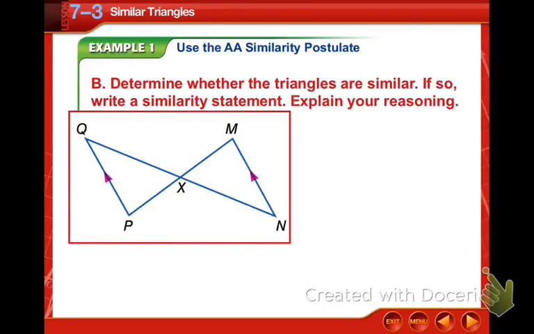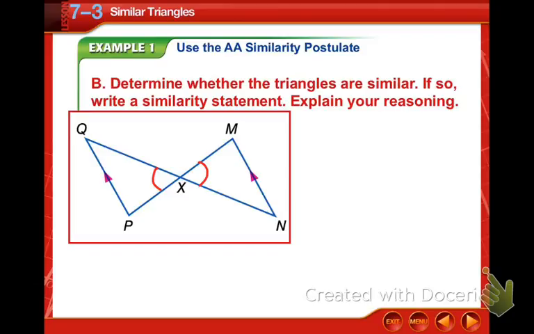Our next one here, we are not given any angles, but we don't need to know the actual value of the angles, we just need to know that they are congruent. So since we have vertical angles in the middle at X, we know they're congruent. So there's one pair.